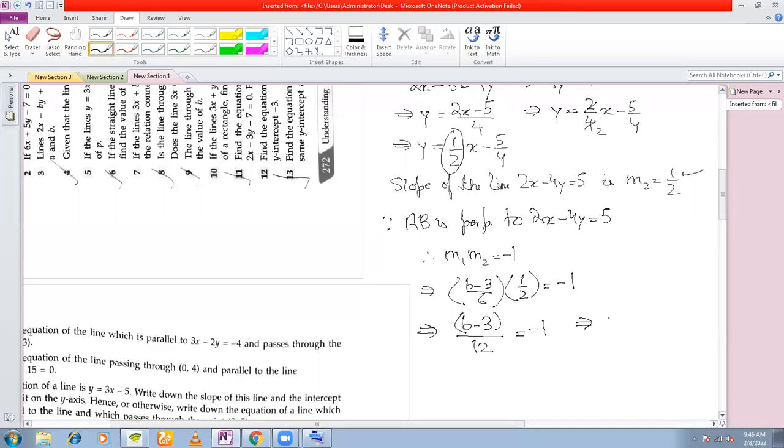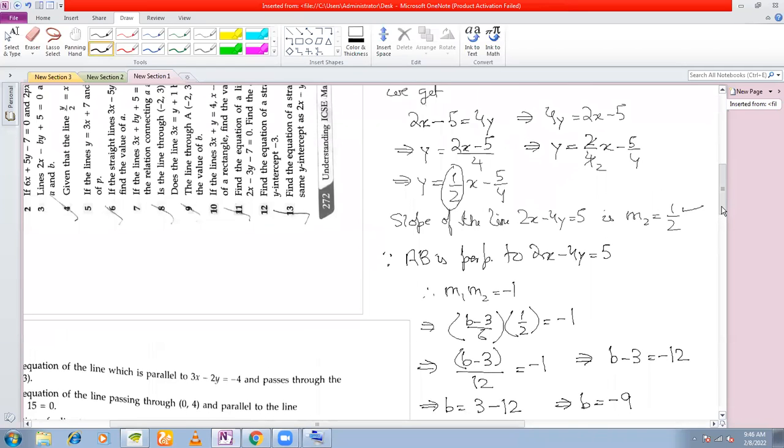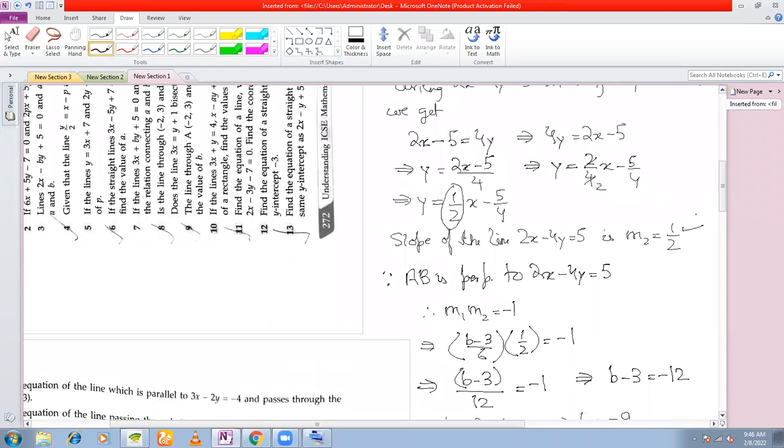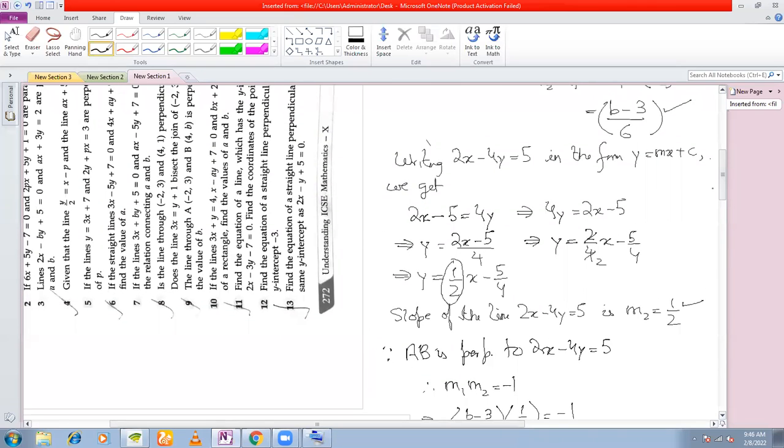Now you cross multiply, you get b minus 3 is equal to minus 12. That means b is equal to 3 minus 12. That means b must be equal to minus 9. And that should be your answer. So the value of b they were asking you to find out, you have found out the value of b to be minus 9. Okay. So that should be it. I'll stop here.